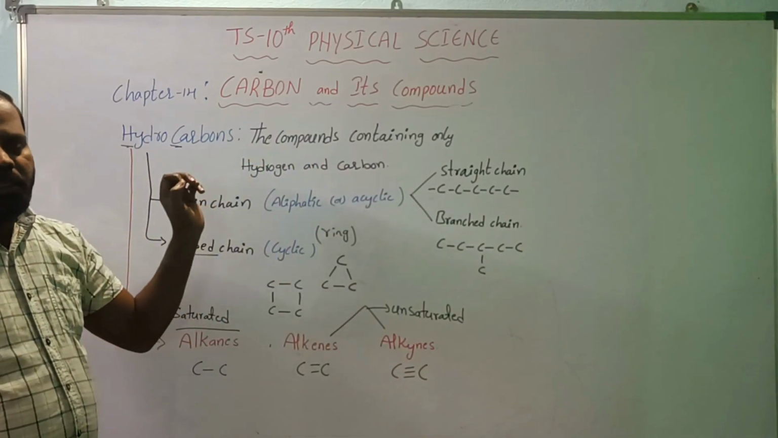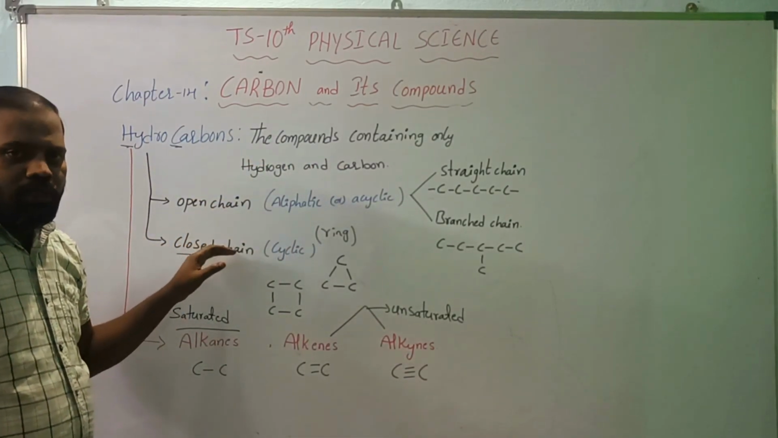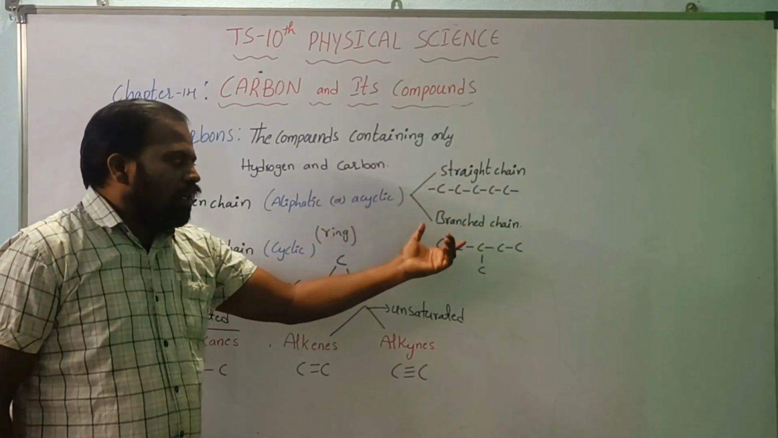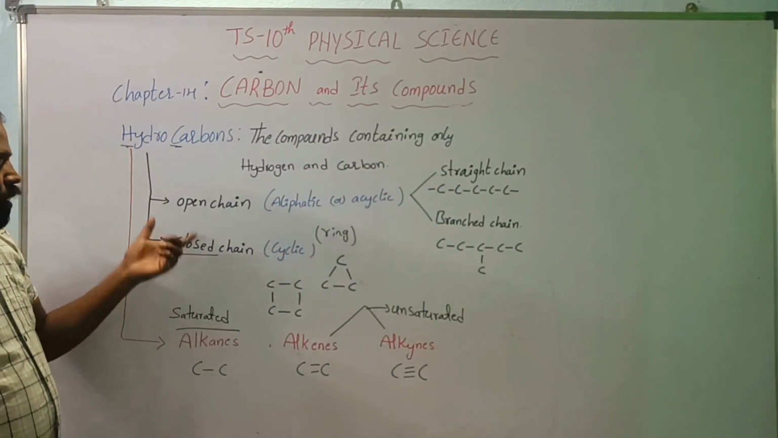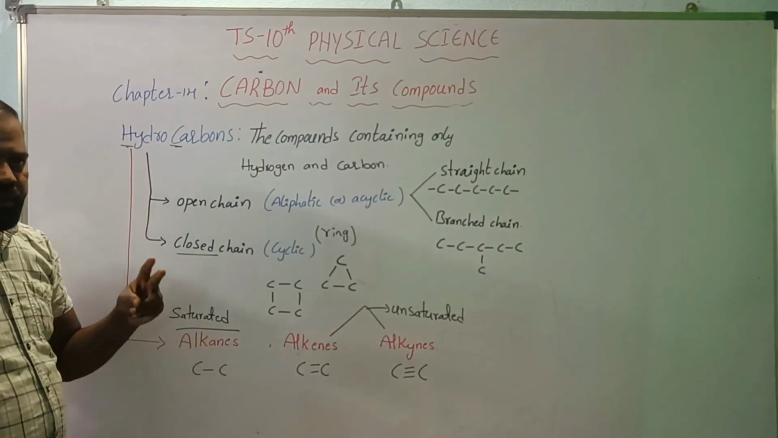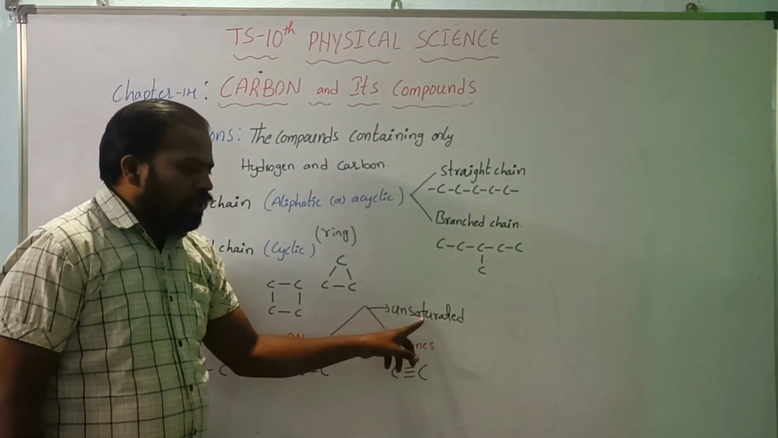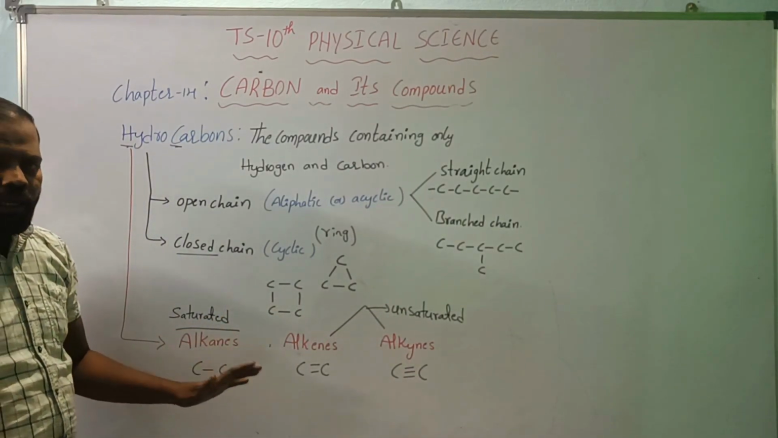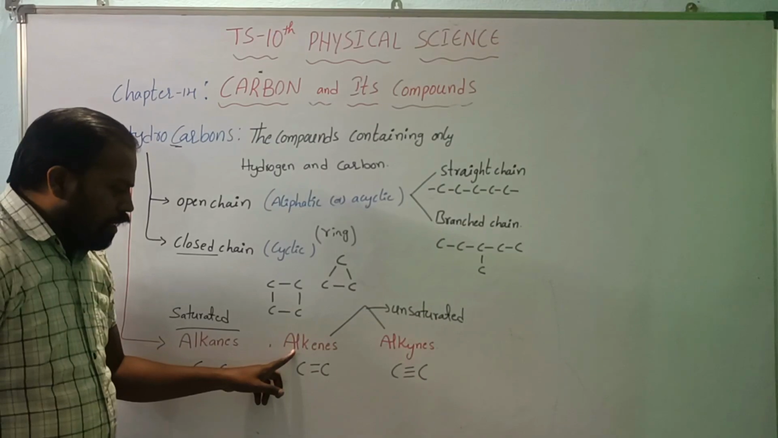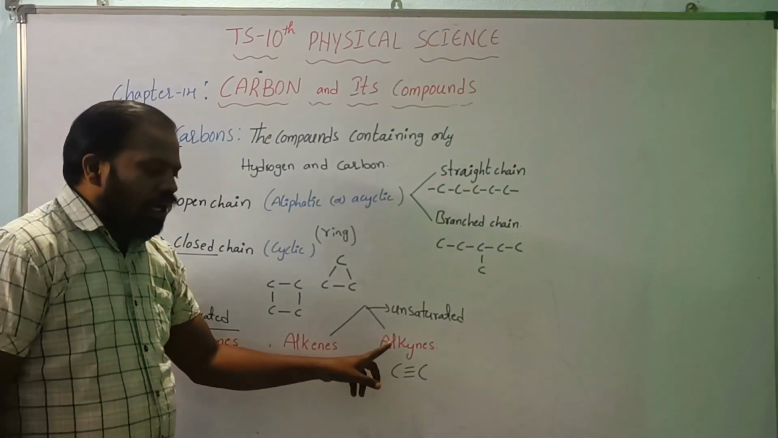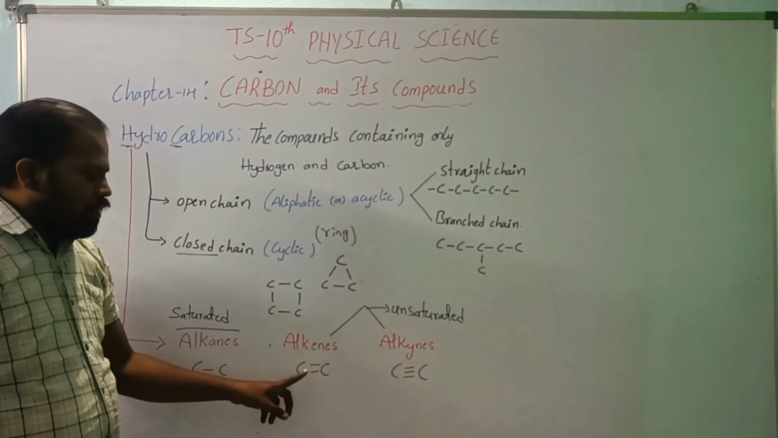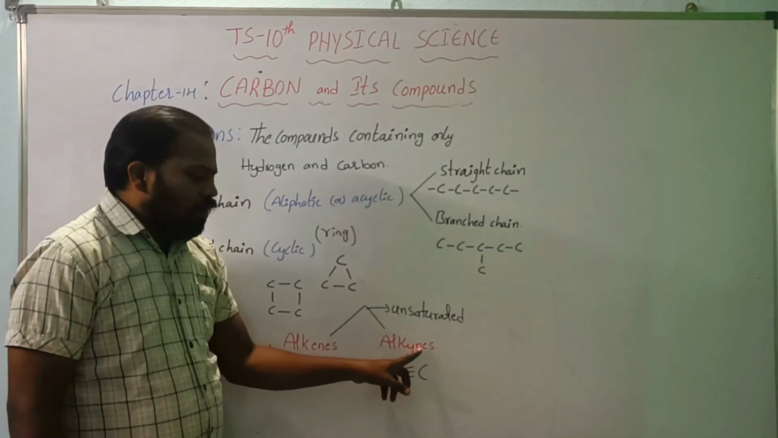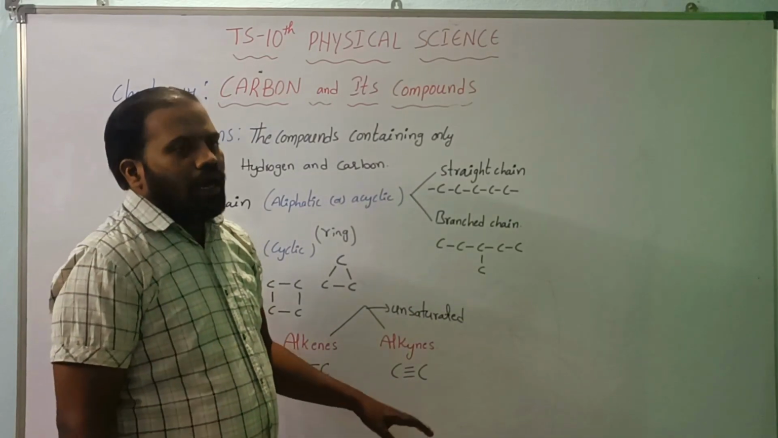So again, hydrocarbons have only hydrogen and carbon in the molecule. They are classified into two types: open chain and closed chain hydrocarbons. Open chain hydrocarbons may be straight chain or branched chain. Based on bond nature, they are classified into saturated and unsaturated. Saturated means only single bonds between carbons. Unsaturated is classified into alkenes, with at least one carbon to carbon double bond, and alkynes, with at least one carbon to carbon triple bond.